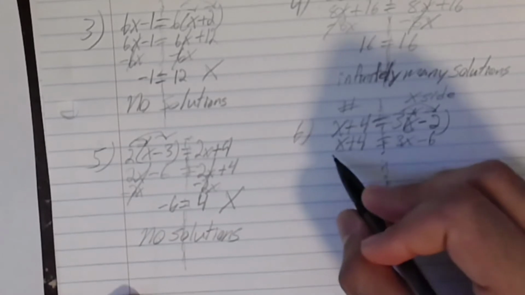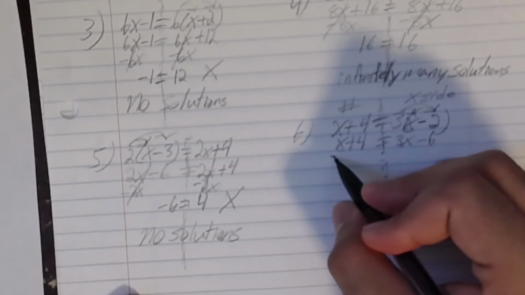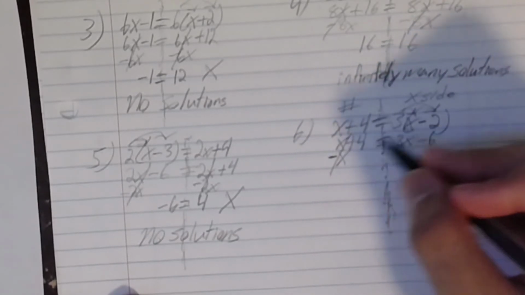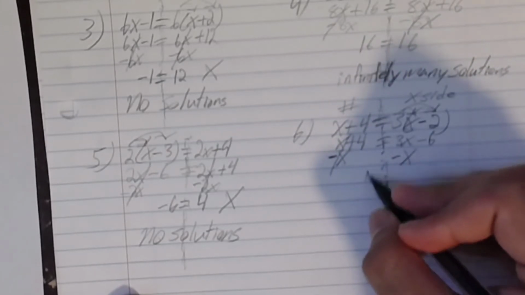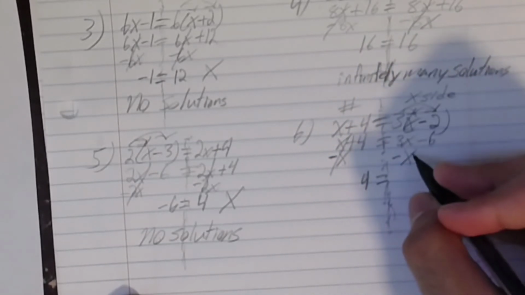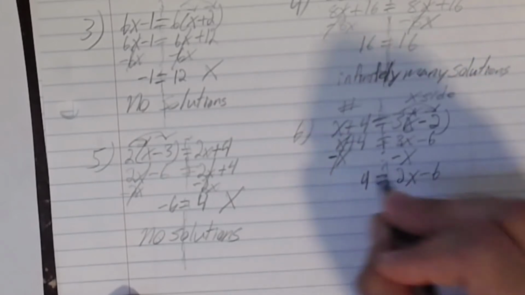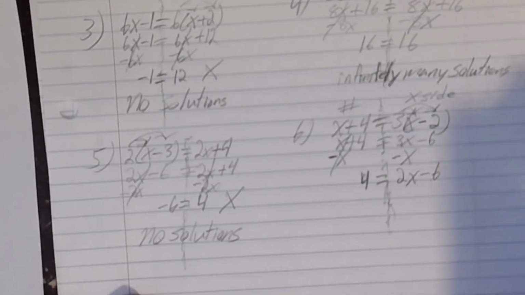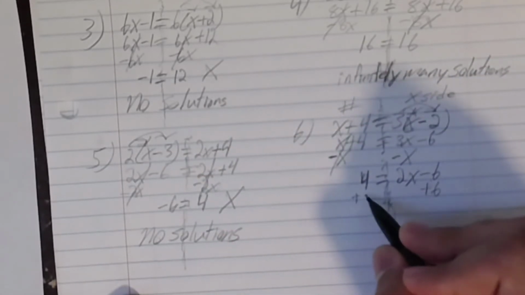Since there's an x over here, we've got to move it to the other side. How do we get rid of this positive x? We have to subtract x, because we want it to move away. There are no x's on this side. And whatever we do to one side, we have to do to the other side. So we've got 4 equals 3x minus x, which is 2x, and then minus 6. Now we have a number on the x side, so we've got to move it to the other side. How do we get rid of this negative 6? We have to add 6 on both sides.